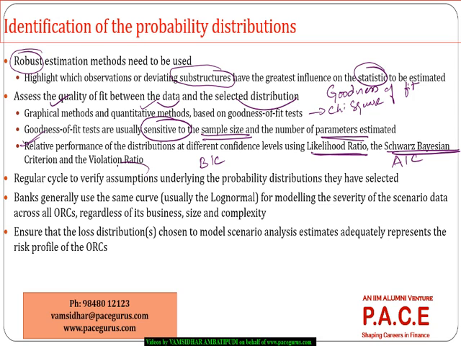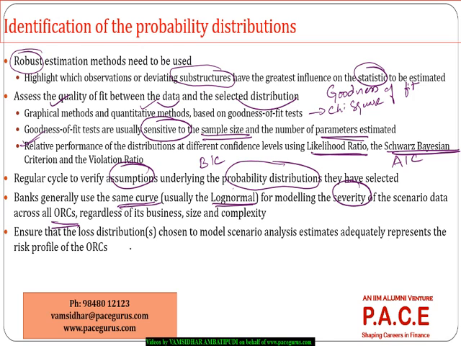And on a regular basis, I have to keep verifying the appropriateness of the assumptions to the model, the distributions that we are using. Are they still appropriate? So there should be a regular review of all the distributions for all kinds of data. And generally, if we look at the majority of the banks, they use the same curve for modeling the severity of the data across all ORCs. Generally, the lognormal distribution is adopted by the banks for modeling the severities across all the ORC categories.